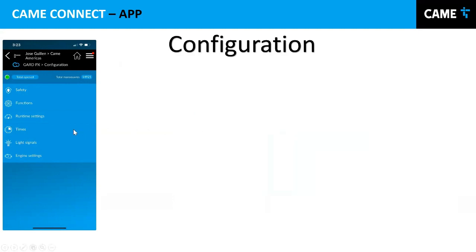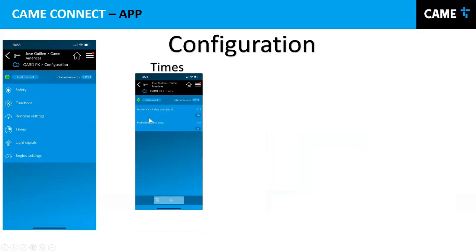Now, if we go to times, I'm sorry, in times we can change the automatic closing time and flashing time. Let's say, for example, your customer says, hey, I changed my mind, I don't want 10 seconds, I want to move it to, I don't know, 40 seconds. So instead we go to the customer's house, open the motor, go in there and go to F19, change the time. No, you don't have to do that.